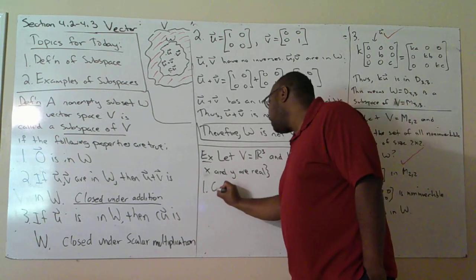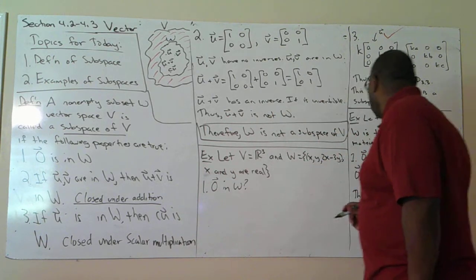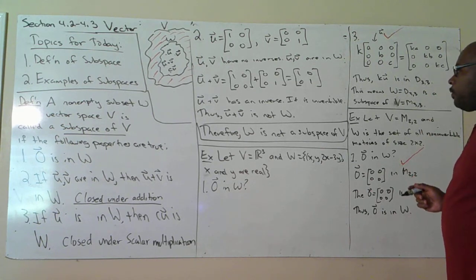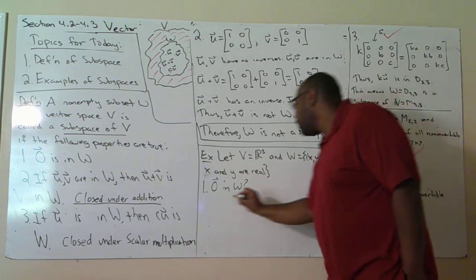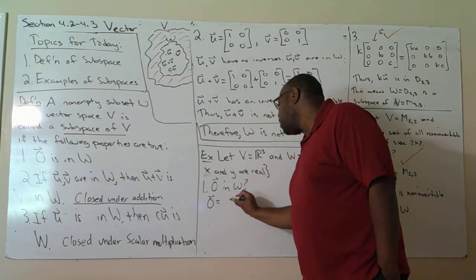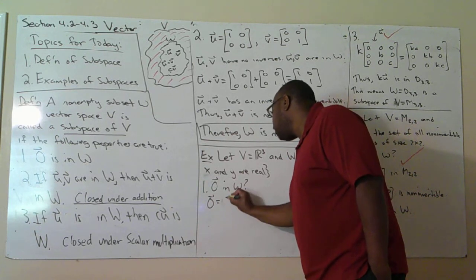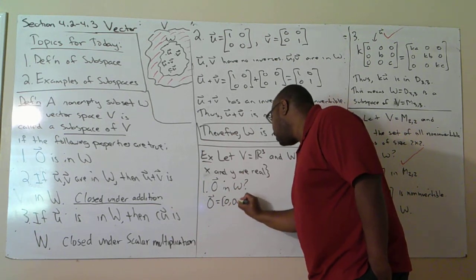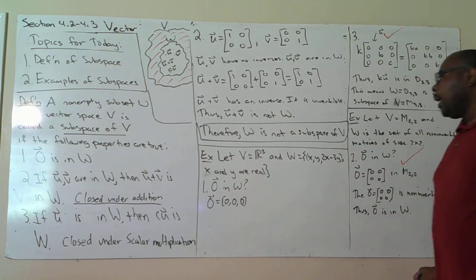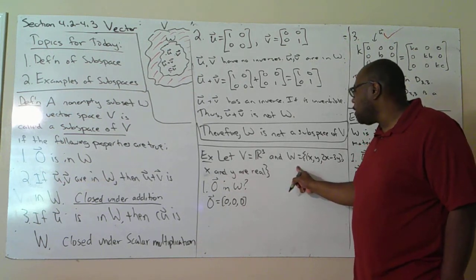Is the zero vector in W? Well, what's the zero vector for R cubed? We talked about this one before, right? The zero vector for R cubed is going to be 0, 0, 0. I'm going to write it in the vector form just because I like to see it that way. Instead of a point, I think 0, 0, 0. Now, is 0, 0, 0 in W?